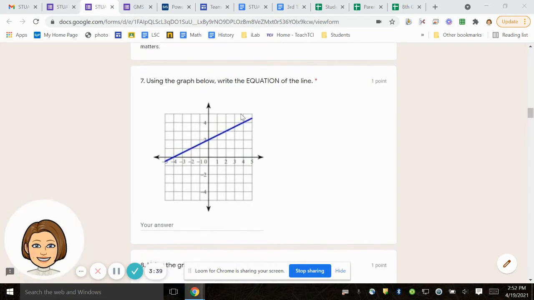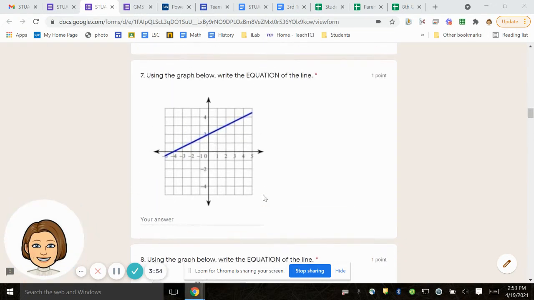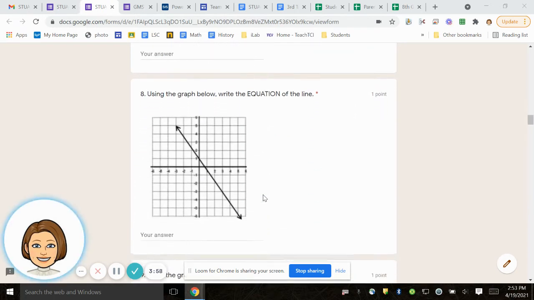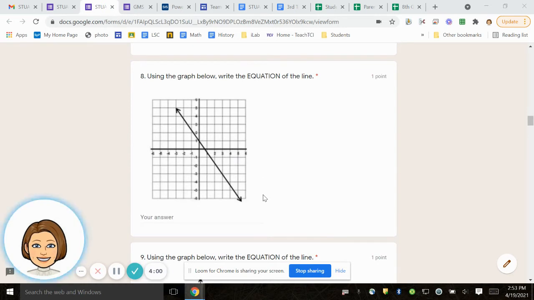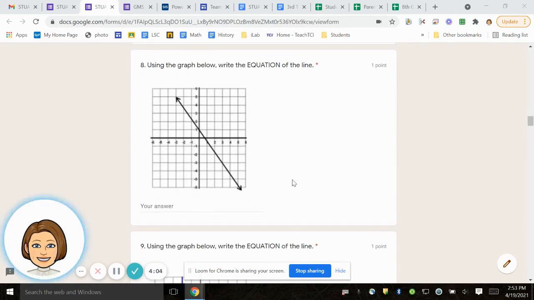Number 7, what is the equation for this line? First, find the slope, then find where the y is intercepted, and write the equation. Number 8, the same thing. What is the equation for this line? Find slope, and then locate the y-intercept.